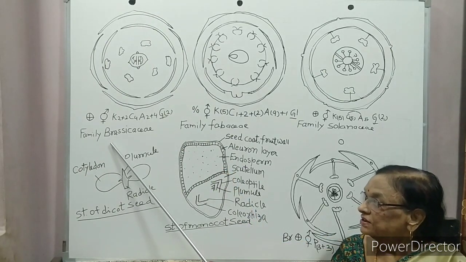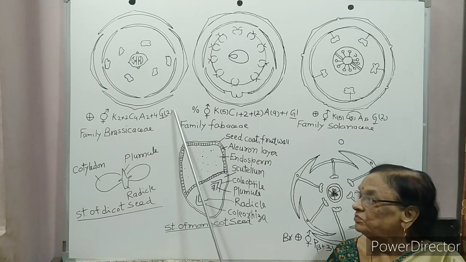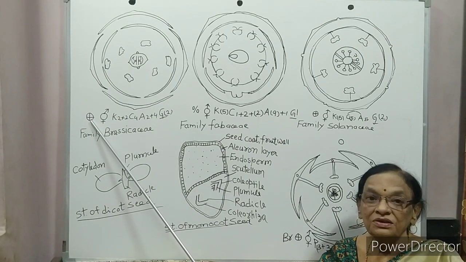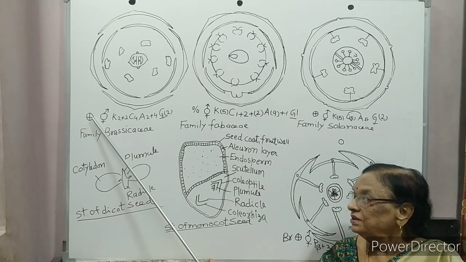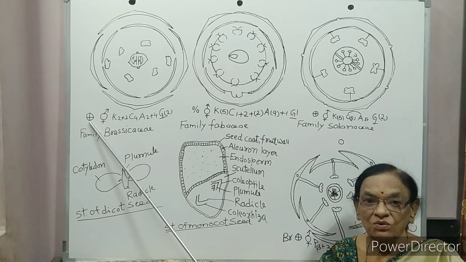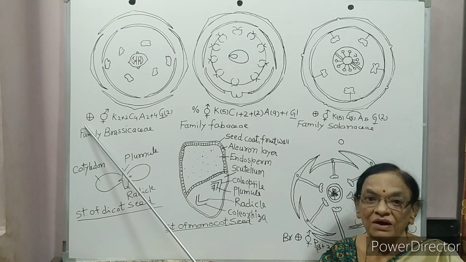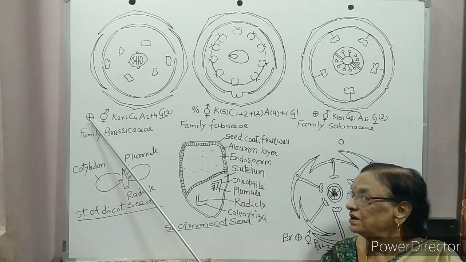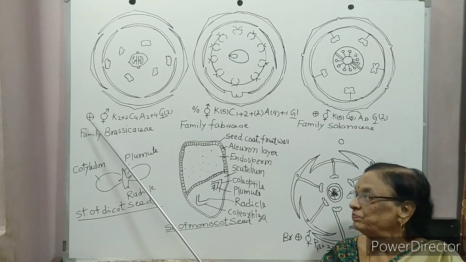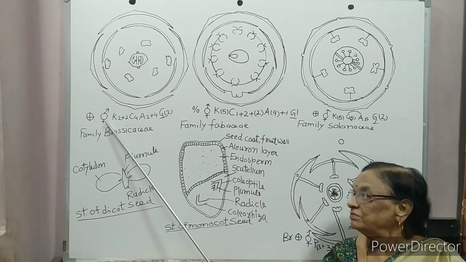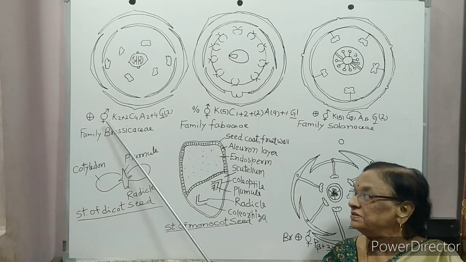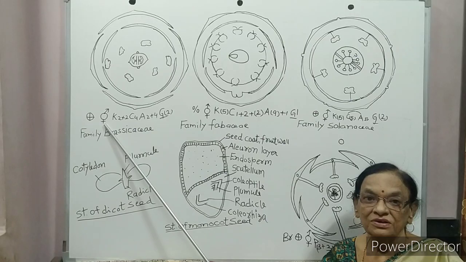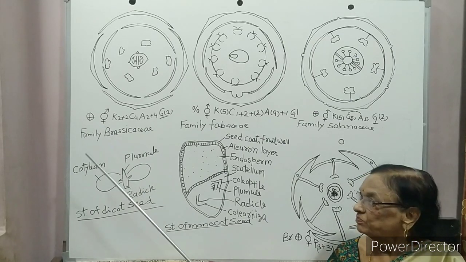So in Brassicaceae, how do we write the floral formula? This symbol is for actinomorphic. Actinomorphic means any division which goes through the center divides the flower equally into two halves. Such flowers are called actinomorphic. This is bisexual. Bisexual means both male and female structures are present in one flower.